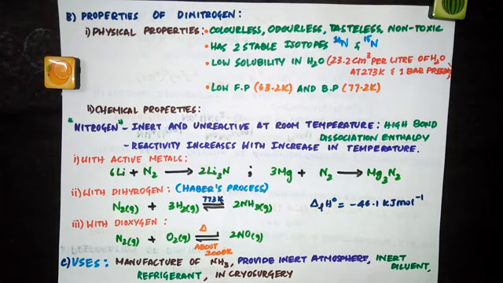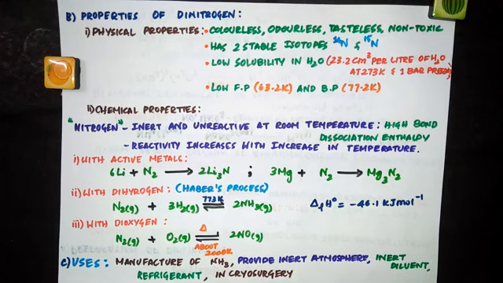First, when you look at the physical properties, dinitrogen is a colorless, odorless, tasteless, non-toxic gas. And nitrogen has two stable isotopes, N14 and N15. You know what are isotopes? Atoms of the same element having different mass number. So nitrogen has two stable isotopes, N14 and N15.